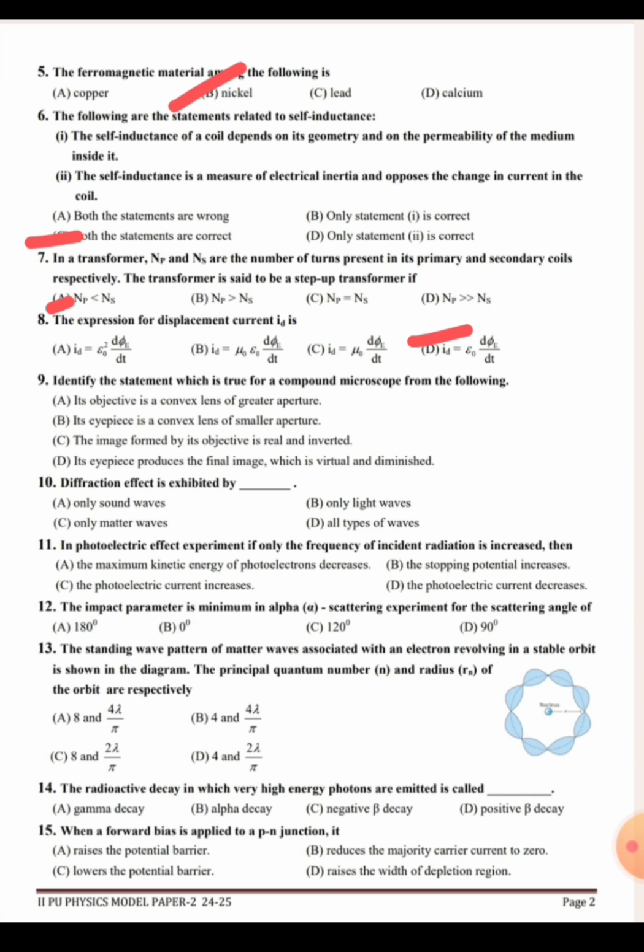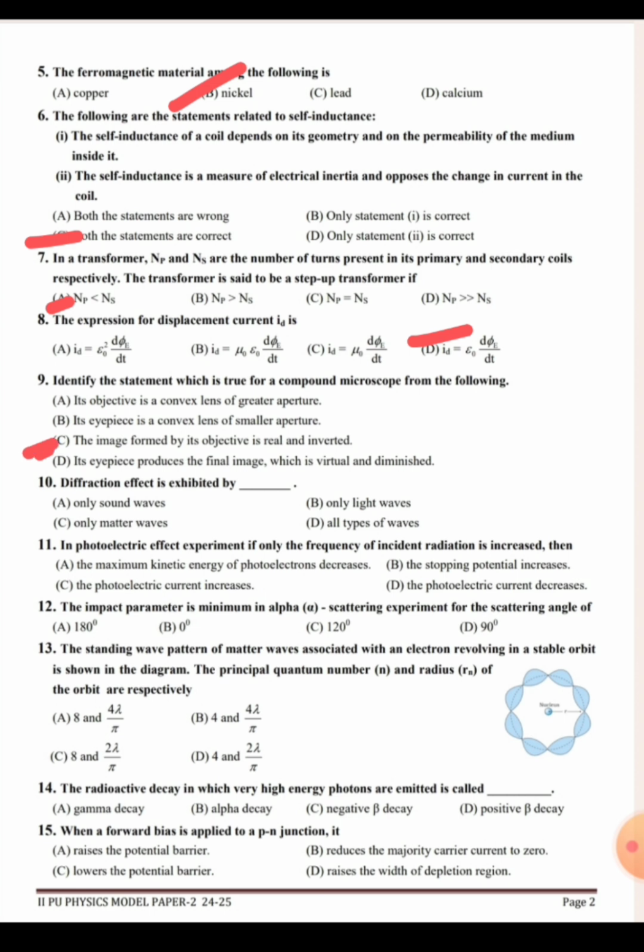Then the third one, image formed by its objective is real and inverted. Yes, correct. It produces real as well as inverted image. Its fourth option, its eyepiece produces the final image which is virtual and diminished. Yes, it produces final image which is virtual but enlarged. So therefore, option C is correct.